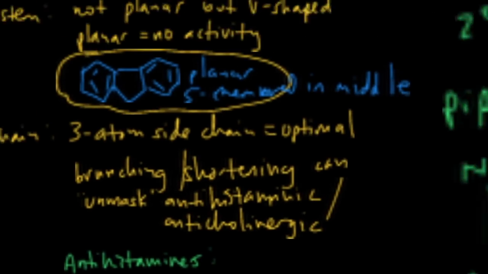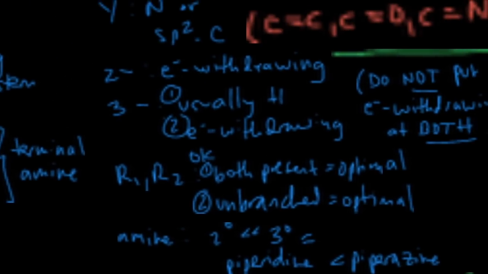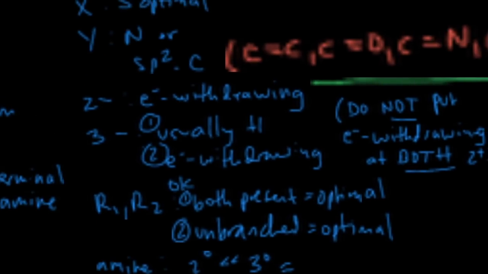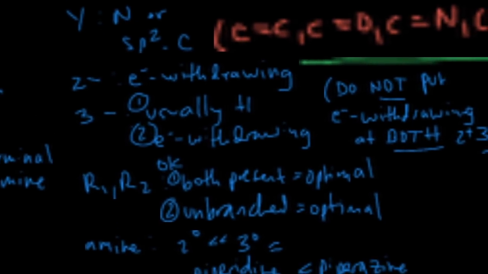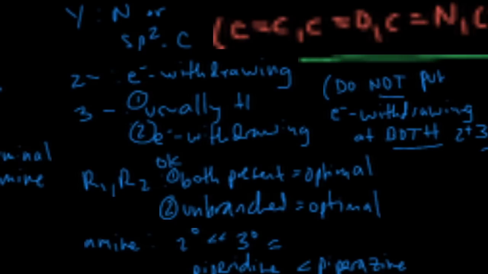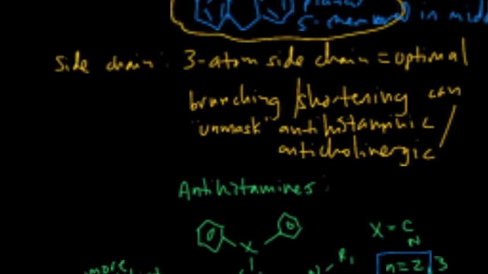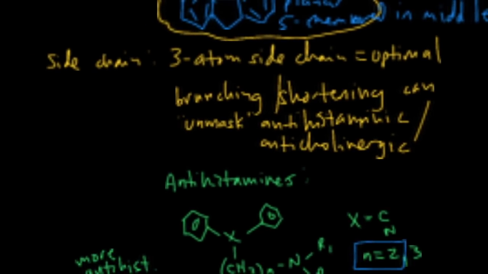And you can read about it down here. 3 carbon side chains are optimal because less than 3 produces more antihistaminic activity.